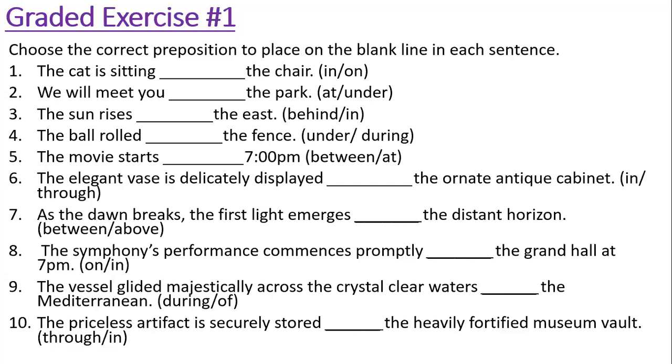Is it in or on? On. The cat is sitting on the chair, not in the chair. Very good. It is on. That would be the inside, not the outside. Exactly. The cat is sitting on the chair. How many persons got that right? Jervin got it right.